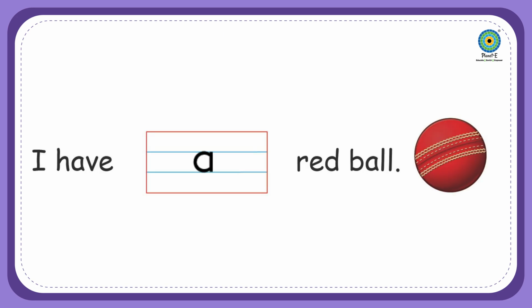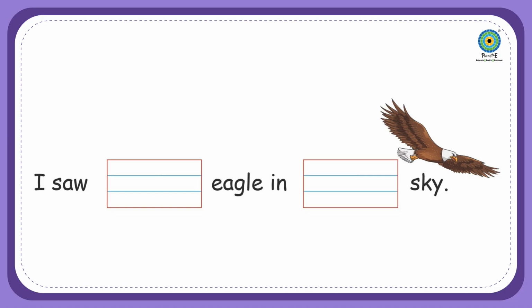I have a red ball. I saw an eagle in the sky. An before the word eagle as it begins with a vowel. The before sky, it is not countable and easily understood by all.